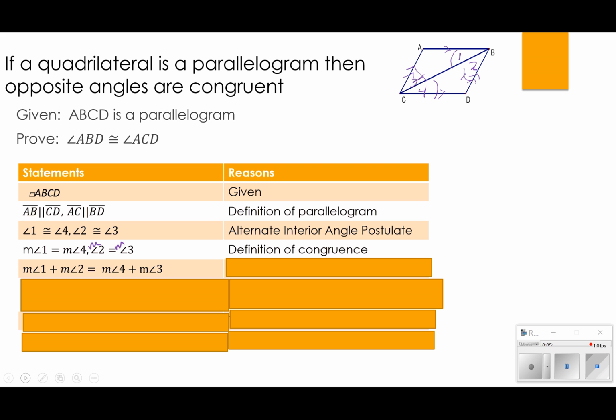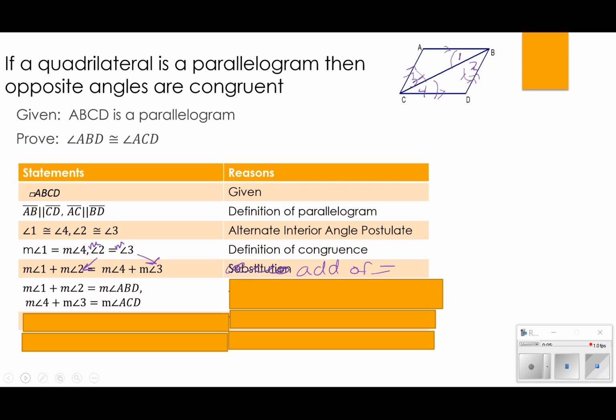Then I'm going to say that the measure of angle 1 plus the measure of angle 2 equals the measure of angle 4 plus the measure of angle 3. And I think I wrote substitution down here, and that's actually not the right answer. This would be addition of equality. I'm adding the same thing to both sides, so I'm adding that and that. It's the same thing because their measures are the same.